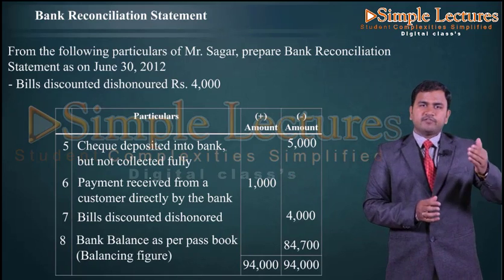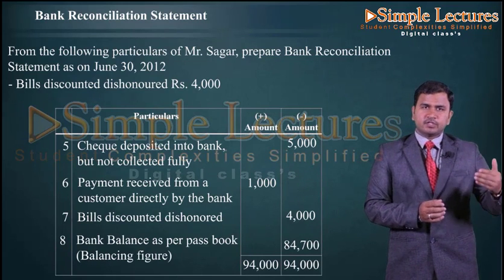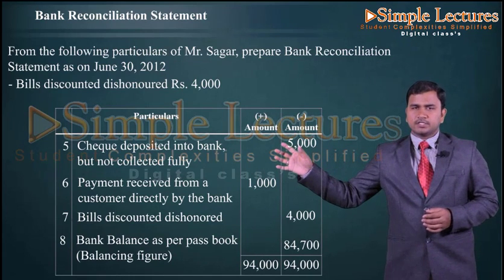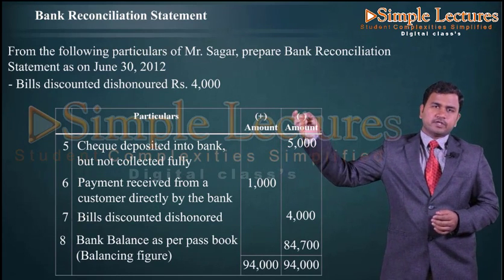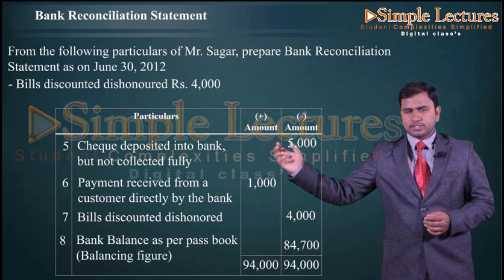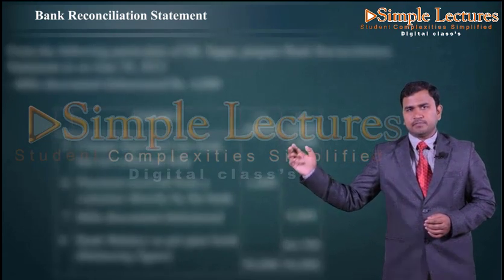So here we have recorded all the entries which were given in the adjustments, and we have made the entries in the bank reconciliation statement. So first we have taken balance as per cash book, and we have made the following additions and subtractions to find out the balance as per the passbook.